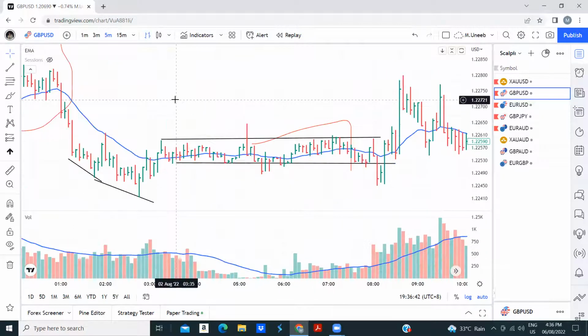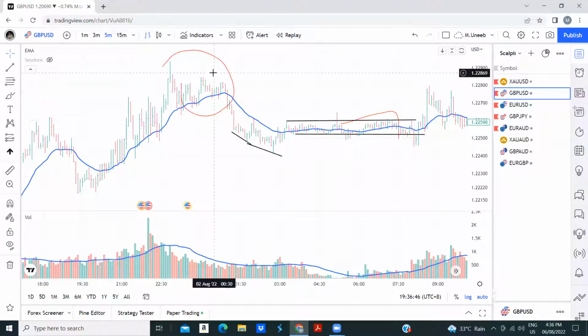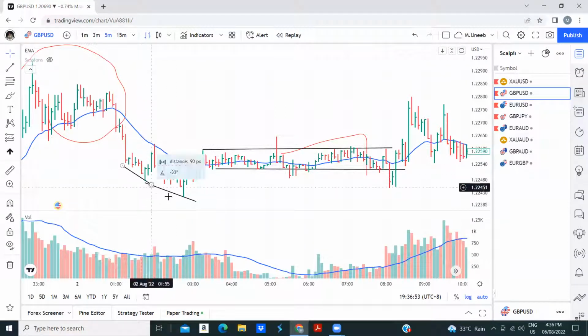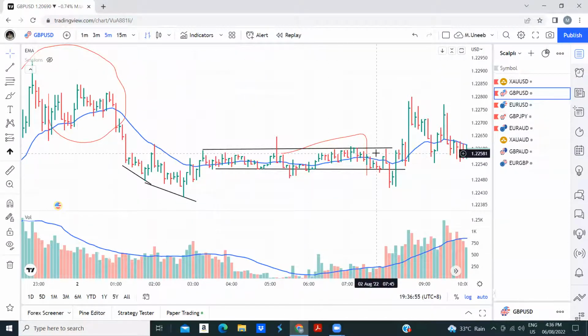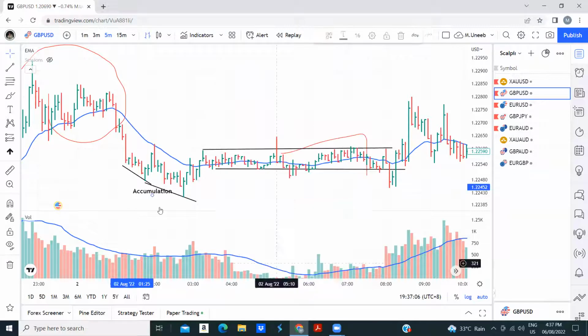All right. Now let's clarify the structure. So what happens? The price is distributing here, right? The price breaks down and then the price starts a range here and then the price moves up and enters into the range. So this one here should be accumulation. Am I right? What do you think?